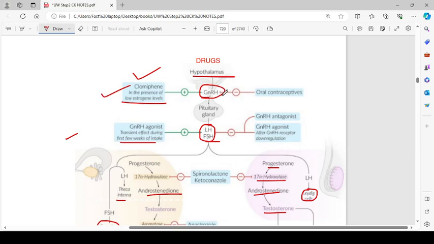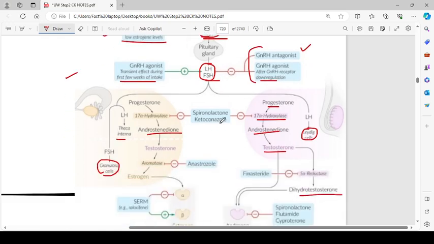pituitary. That will suppress the level of FSH and LH because it is the cyclical, or you may say fluctuating, level of GnRH which keeps the LH and FSH level going. But if it is a constant supply of GnRH, then LH and FSH production will be decreased. Oral contraceptives decrease GnRH. GnRH antagonists, and GnRH agonists after GnRH receptors have downregulated, also decrease LH and FSH production.